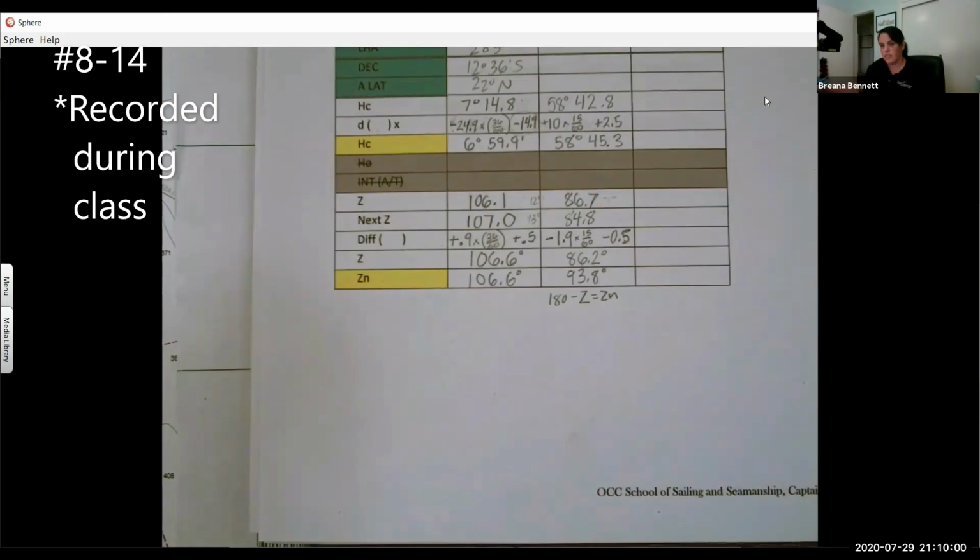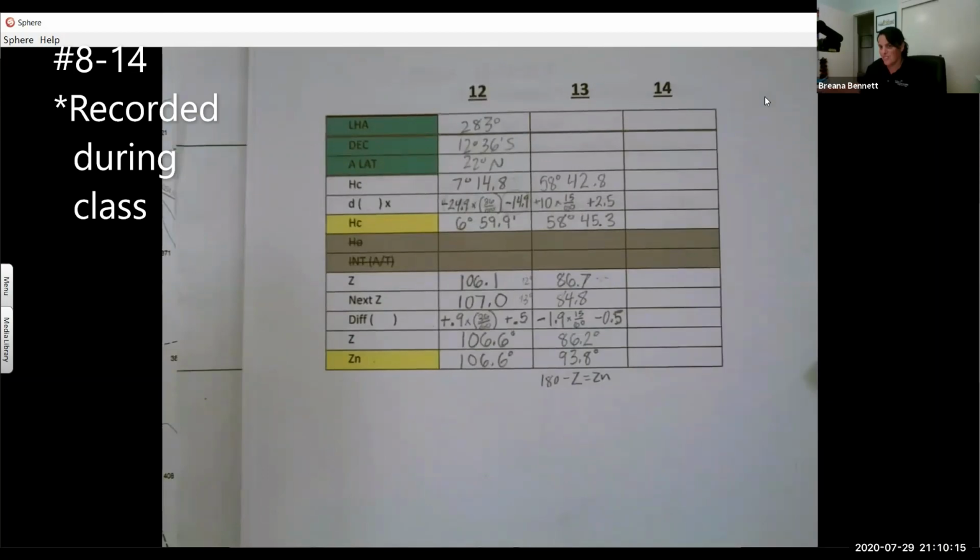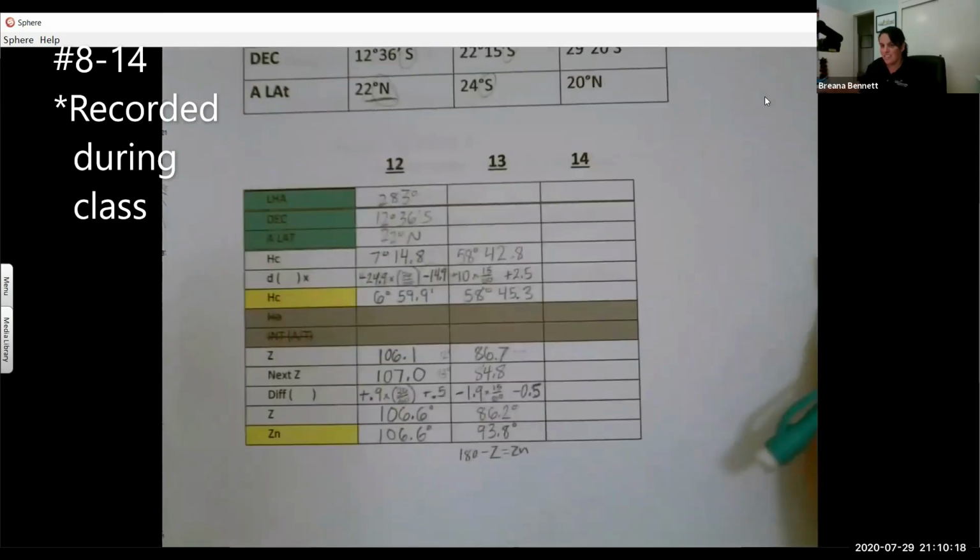How's it making sense so far? All right. I'm going to let you loose, and you guys try number 14 for the next 5 minutes. Try it on your own. See how it goes.